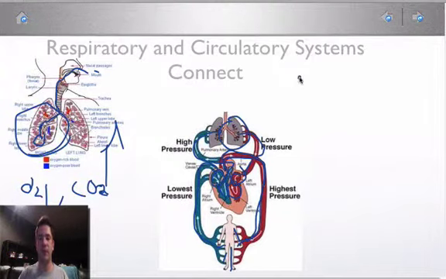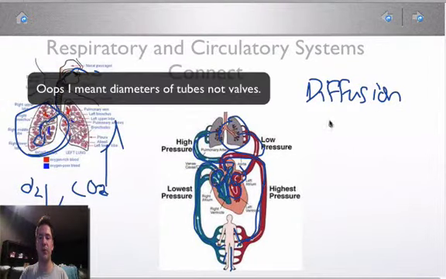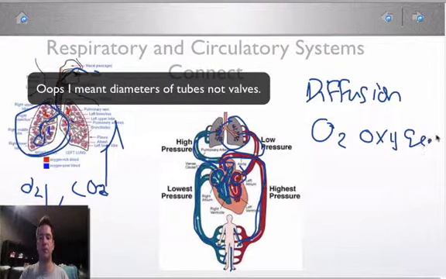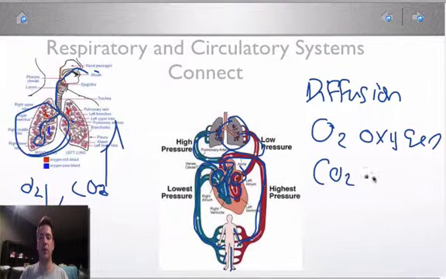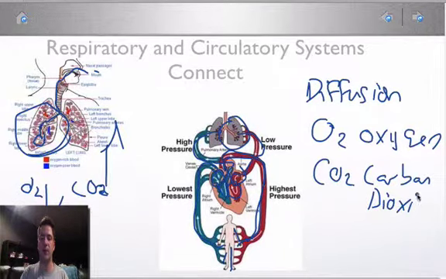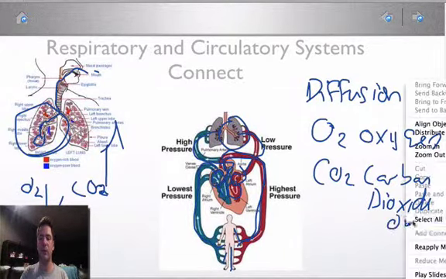So main things here are, I want you to know the sizes of the valves so you can understand what the sizes look like. I want you to remember that word diffusion, and we're diffusing two things here. We're diffusing oxygen gas, so oxygen. We're diffusing carbon dioxide, okay, carbon dioxide gas. We want to get carbon dioxide out of the body, okay, out.